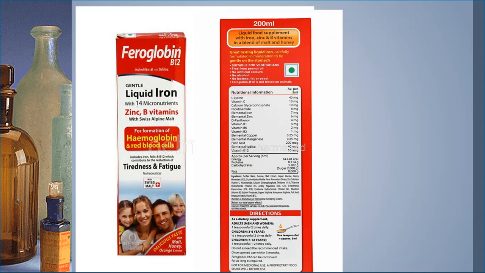So the product packaging is giving us a lot of information. It is even telling us what the medicine is used for: the formation of hemoglobin and red blood cells. It is also good for making sure that you don't get tired, and if you are fatigued, Ferroglobin is going to help you.